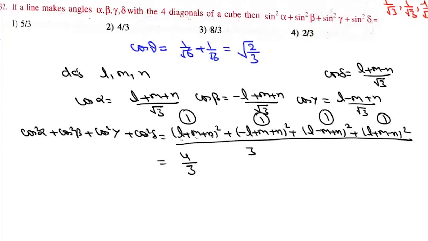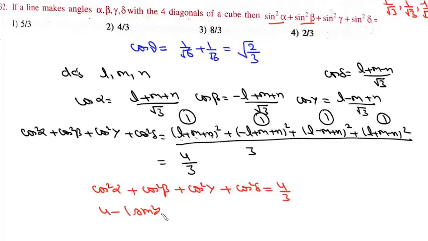So now we have this result, which is cos square alpha plus cos square beta plus cos square gamma plus cos square delta equal to 4 by 3. Now we need this result in terms of sine. If we change everything in sine, then we can write 4 minus (sin square alpha plus sin square beta plus sin square gamma plus sin square delta) equal to 4 by 3. Now this is 12 minus 4, 8 by 3. So the value of this expression is 8 by 3, and that's your option 3.